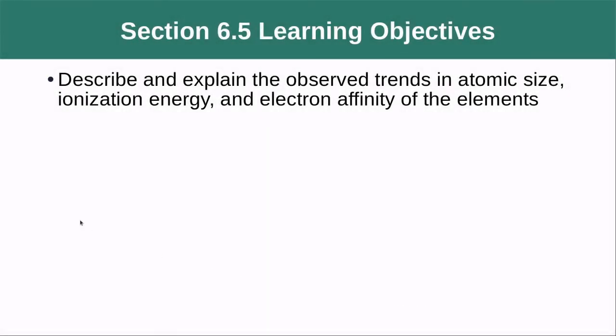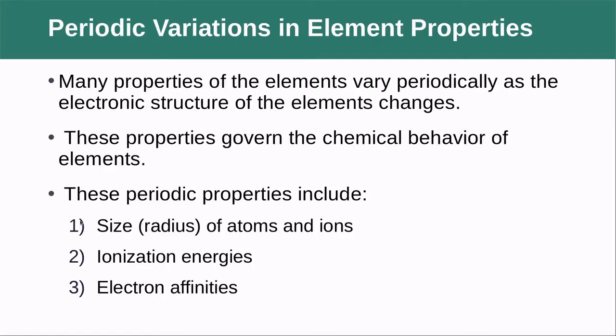Section 6.5. We're going to describe and explain the observed trends in atomic size, ionization energy, and electron affinity of the elements. Many properties of elements vary periodically as the electronic structure of the elements changes. We've seen this from chapter 2, and we reiterated it in the last chapter. These properties govern the chemical behavior of the elements. These periodic properties include size, the radius of the atoms, the ionization energies, and the electron affinities.